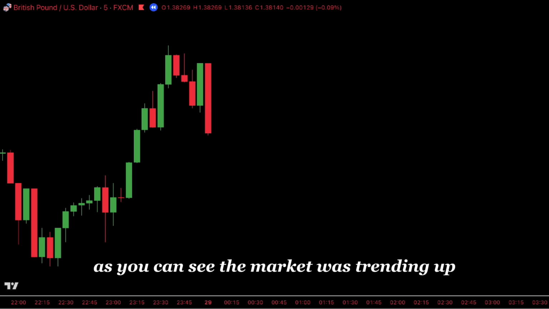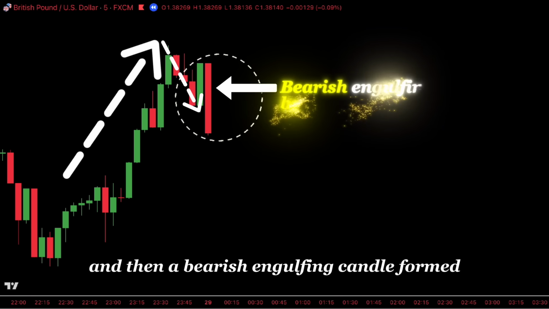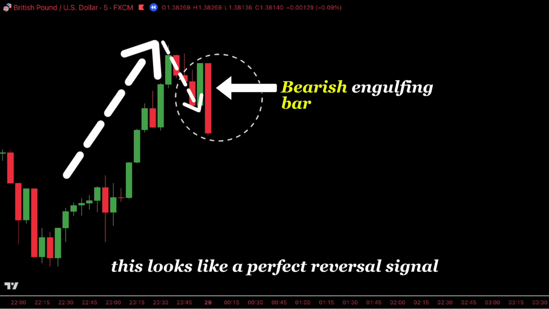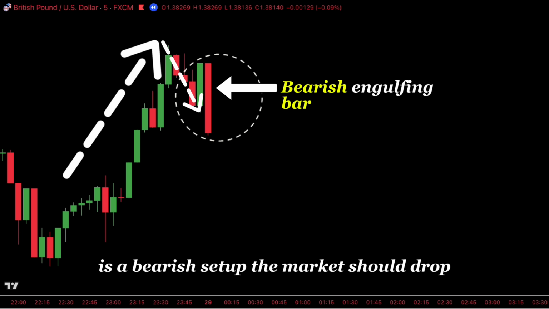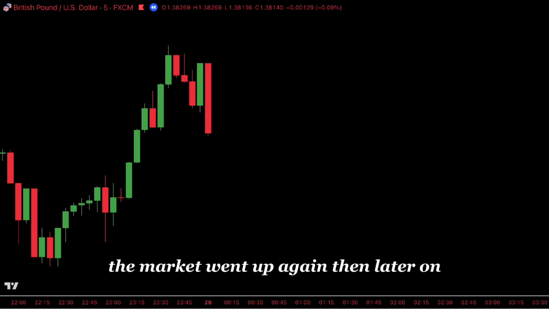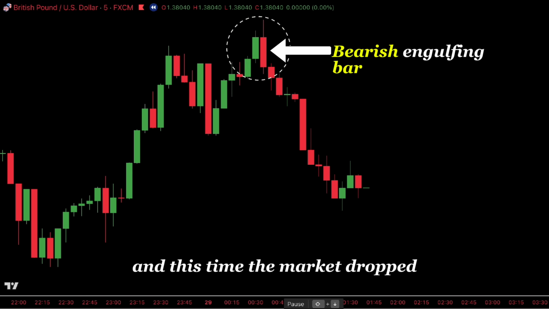Now look at this chart. As you can see, the market was trending up. It reached this level, pulled back slightly, and then a bearish engulfing candle formed. At first glance, this looks like a perfect reversal signal, so you might think, that's it. This is a bearish setup, the market should drop. But look at what actually happened. The market went up again. Then, later on, another bearish engulfing candle formed, and this time, the market dropped.